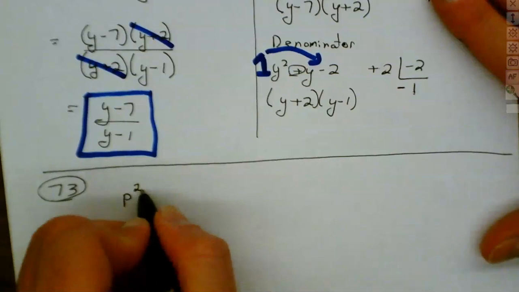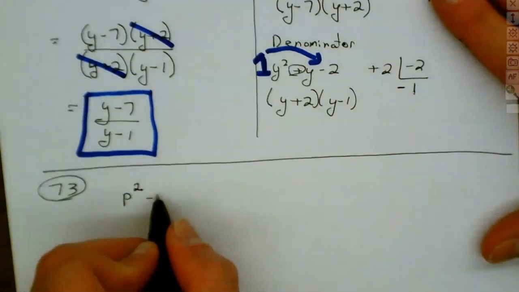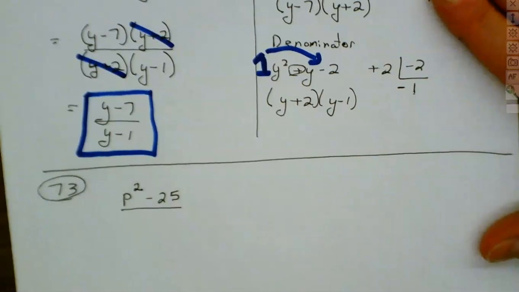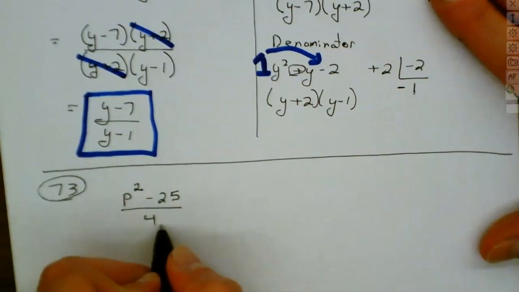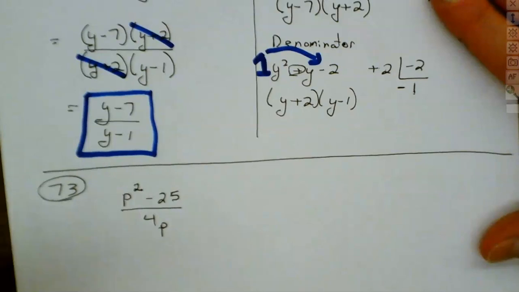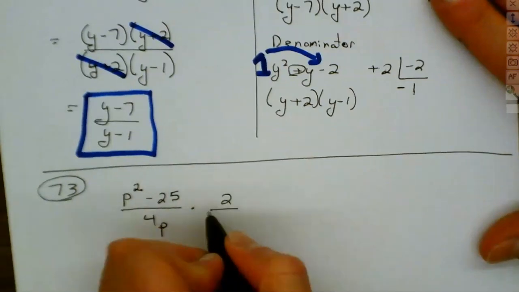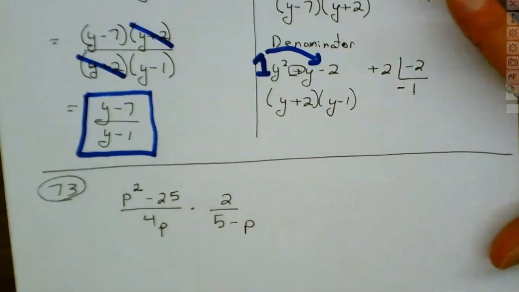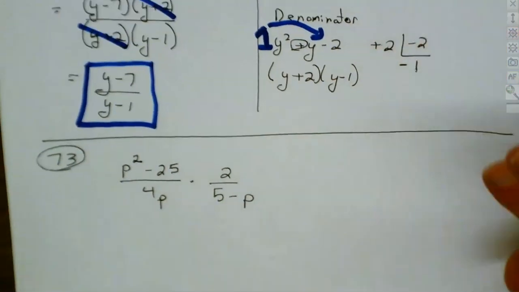P squared minus 25 over 4p times 2 over 5 minus p. This one may require us to do a little bit of thinking to get it all to work out the way it needs to be.